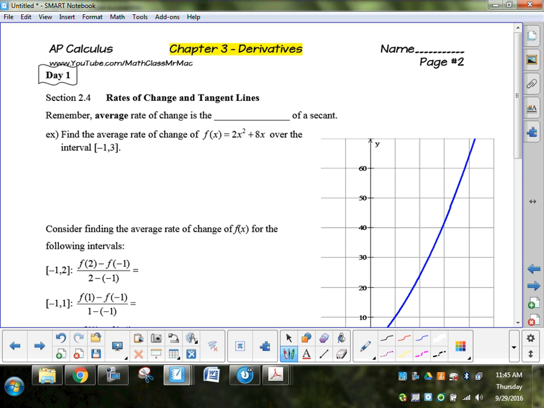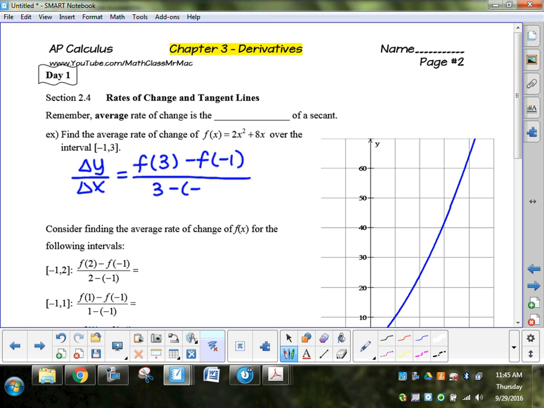Let's evaluate the function at the endpoints, because that's going to give you the change in the y values over the change in the x values. So when we're doing this, you're trying to find the average rate of change, or what the average slope is of the graph between those 2 specific values. So I go through and say that this would be equal to, I have to check my notation to make sure that this is right, change in y over change in x. So I evaluate the function at 3 minus the function at -1, all over 3 minus -1.